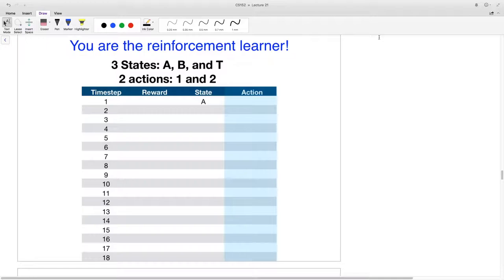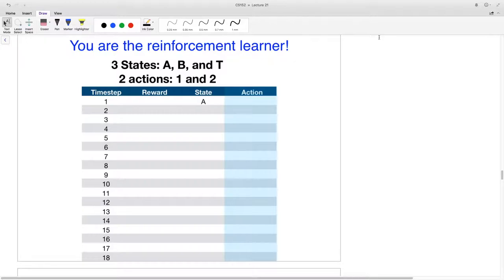So I have my rules, and I have a table of random numbers, so there is some randomness in this. You're in state A. There are three states: state A, state B, and state T, where T is terminal, so the game's over once you get to the T state. And your goal is to get the total amount of reward, undiscounted.